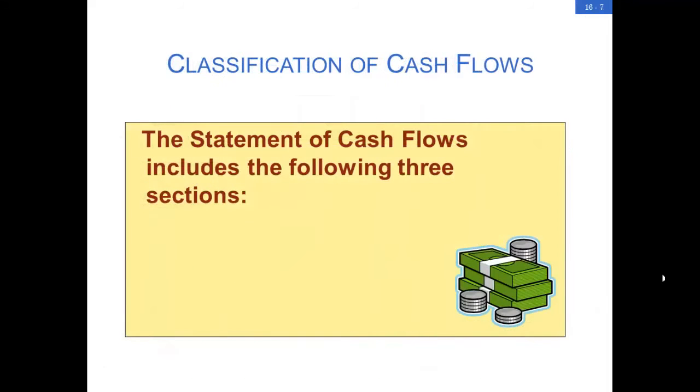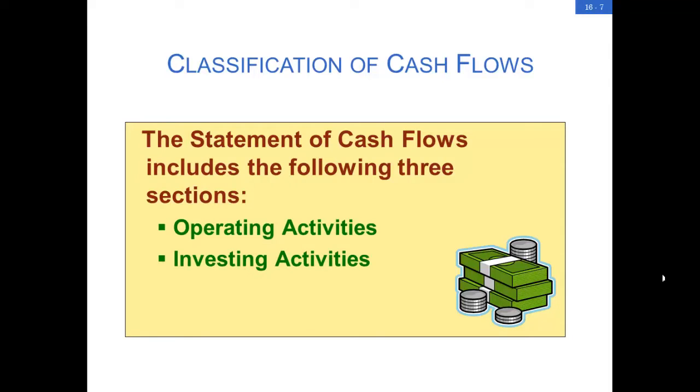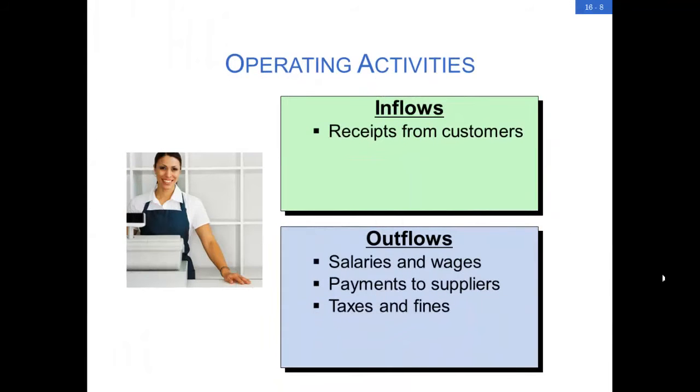There are three basic sections in the statement of cash flows: the operating activities section, the investing activities section, and the financing activities section. The operating activities section includes cash inflows and cash outflows that result from the normal operations of a business. Operating cash inflows mainly include cash received from the customers in payment of the goods sold. Operating cash outflows include cash payments for salaries, supplies, inventory, and taxes, etc.